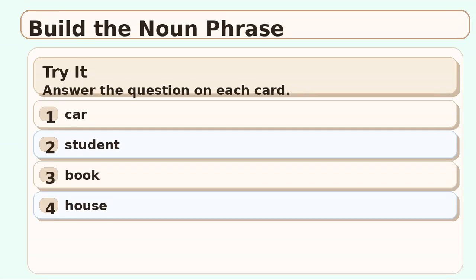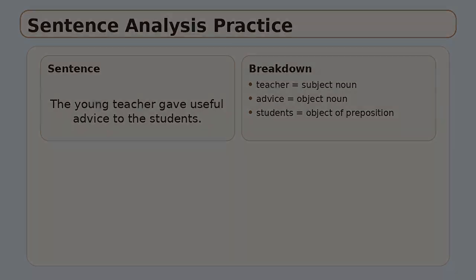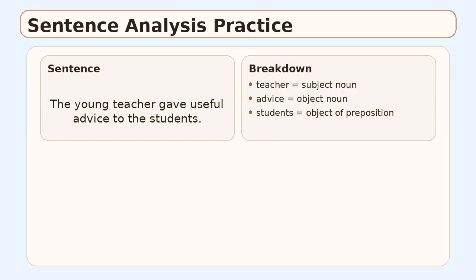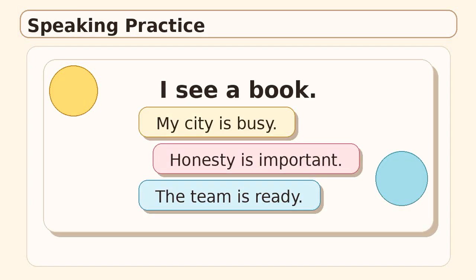Expand each noun into a fuller noun phrase in your mind. This helps you connect nouns with adjectives, articles, and number words naturally. Read the sentence and identify the nouns by function. This is where noun theory becomes real grammar skill. Say these aloud. Use your own examples if you can. The goal is not only to recognize nouns, but to produce them naturally in speech.